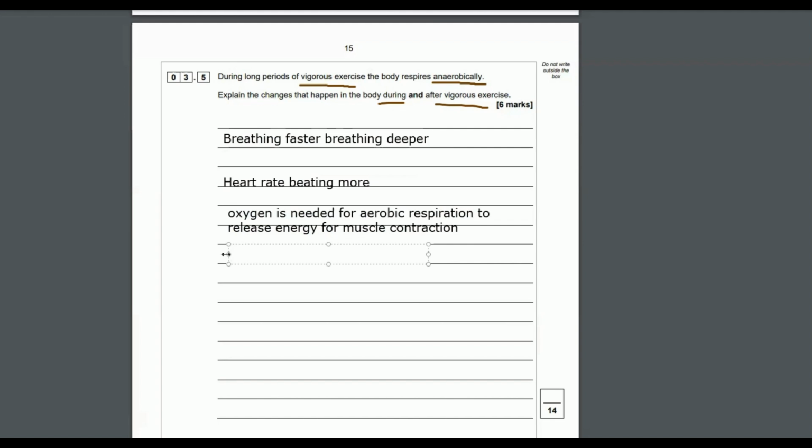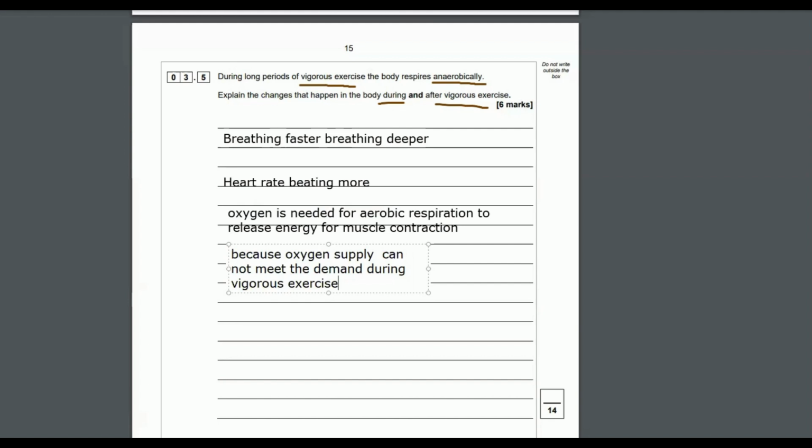What about after vigorous exercise? Well, actually, we're still during vigorous exercise, because oxygen supply, this means how much oxygen you can breathe in, cannot meet the demand during vigorous exercise. So when you're exercising hard, you can't get oxygen in quickly enough to do enough aerobic respiration to supply all the energy.